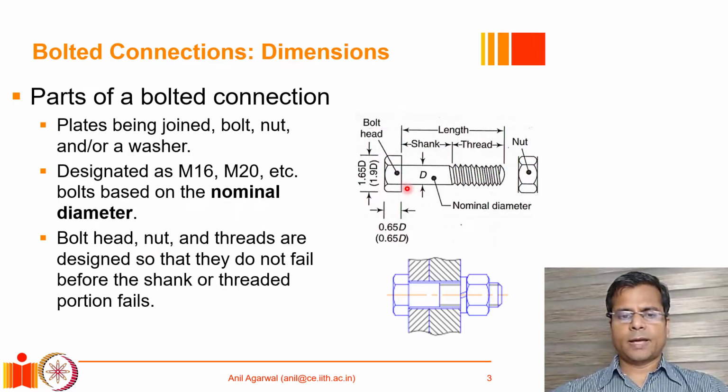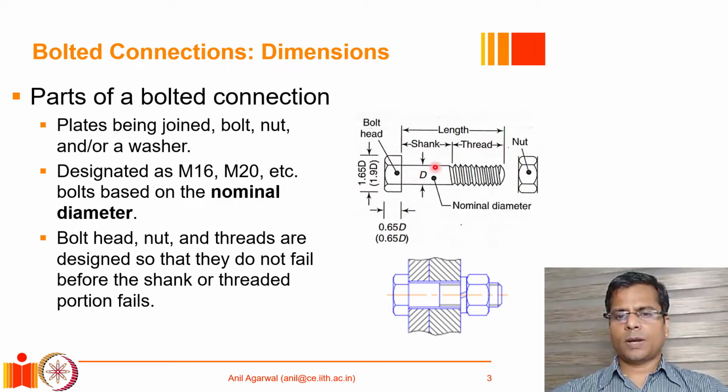The bolt itself has three or four major components. The first major component is the bolt head. The bolt head basically provides the bearing. When it is clamped, it provides the bearing resistance against the plate and keeps the bolt tight.